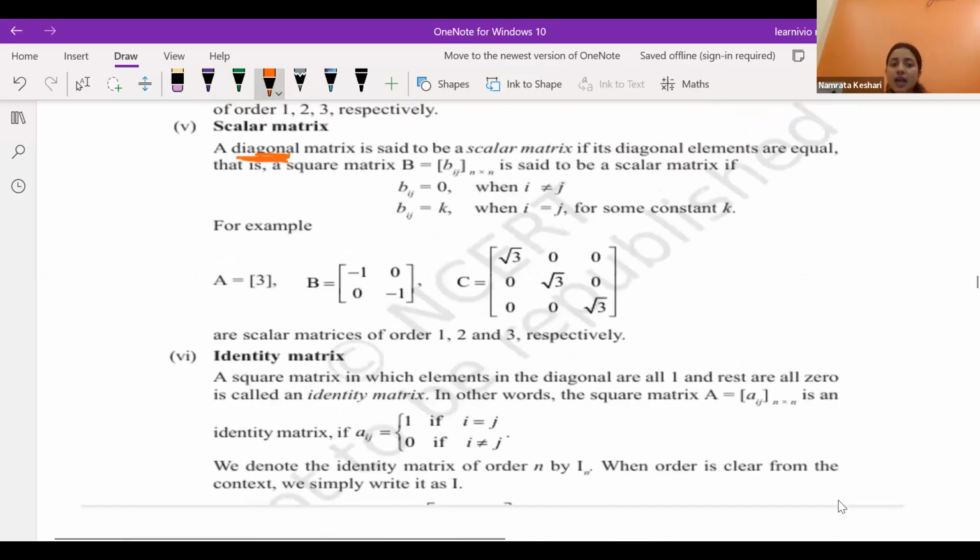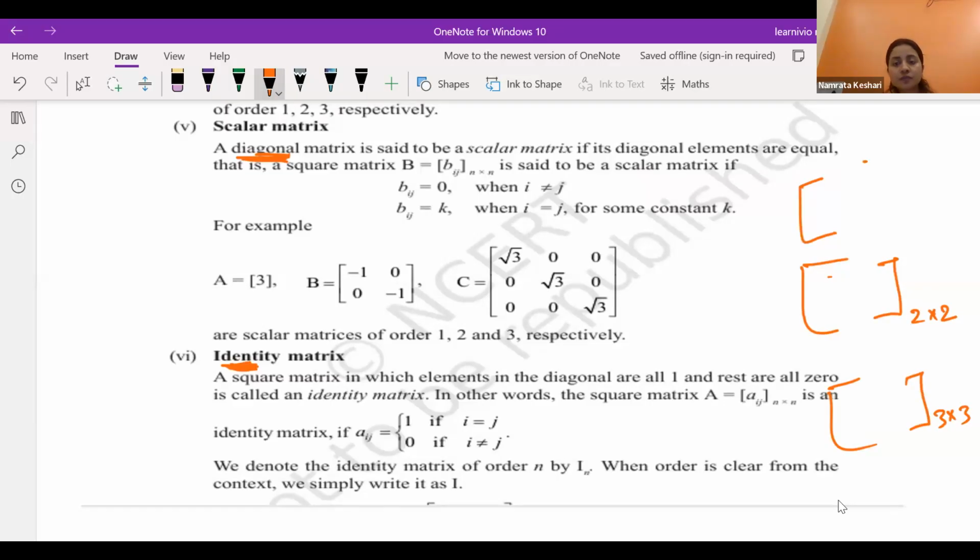Now the identity matrix, as the name says, identity. Here it's a square matrix, so 2 by 2, or maybe 3 by 3, or maybe 1 by 1. The diagonal elements have to be 1. So if I'm writing only 1 over here, that is fine. Here all the non-diagonal elements are 0, and the diagonal elements have to be 1. This is the identity matrix of order 2 by 2. Got it?